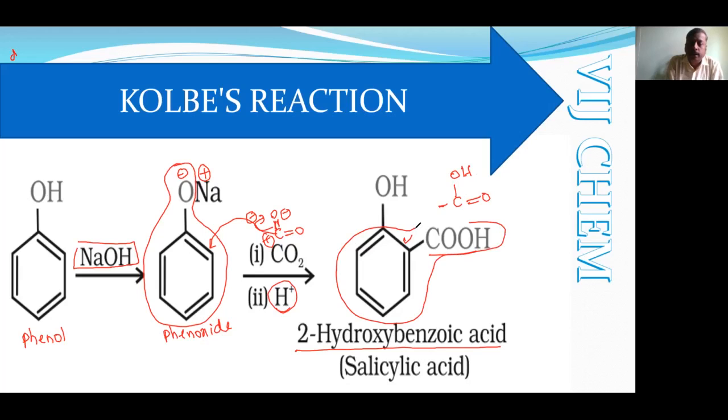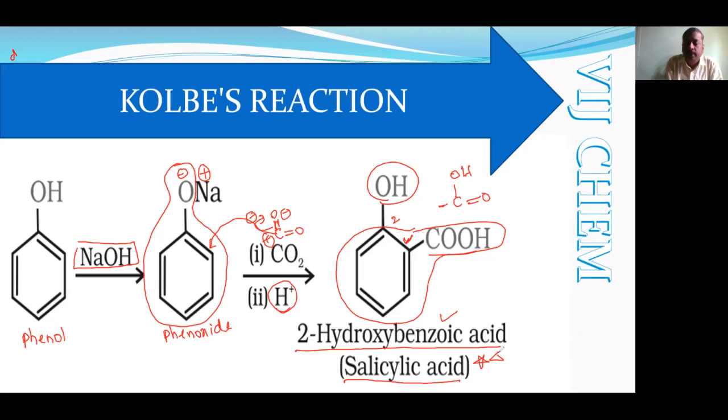This is benzoic acid. And here the numbering will start from here: 1, 2. On the second position the OH group is there. That's why it is called 2-hydroxy benzoic acid, or it is also called salicylic acid.